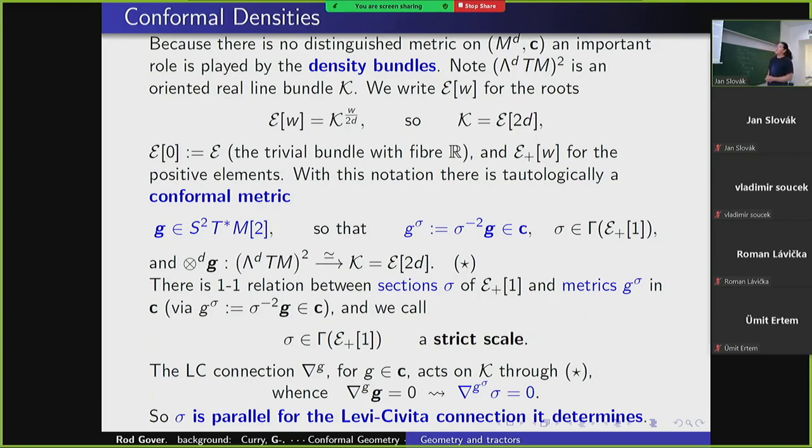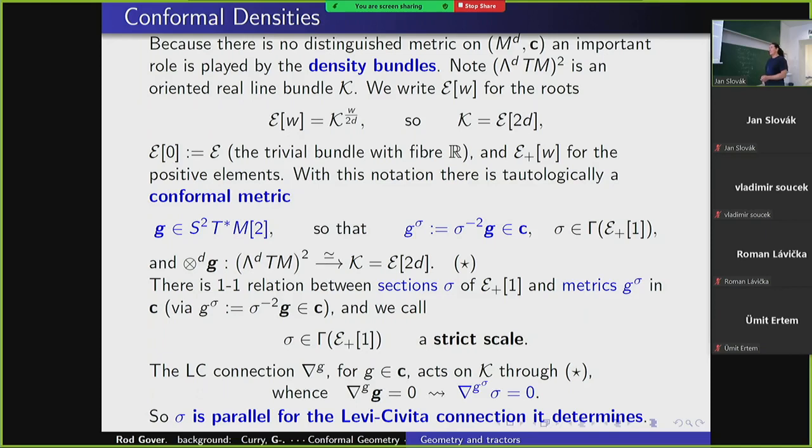Okay, and then once you have this object, there's a one-to-one relation between sections of densities of weight 1, sections that are positive, that's what the plus means, and metrics, just by taking the metric which is sigma to the minus 2 times this conformal metric. So the conformal metric has weight 2, sigma has weight 1, sigma to the minus 2 has weight minus 2, so you end up with something of weight 0. That's the metric corresponding to the section. And we call this a strict scale.